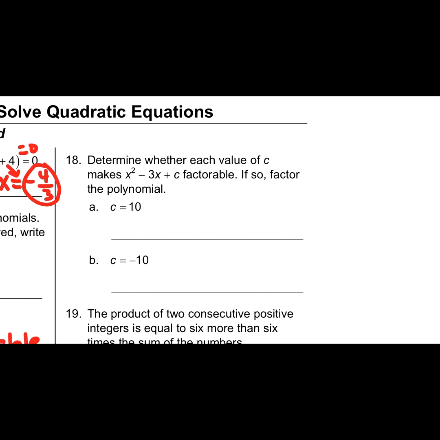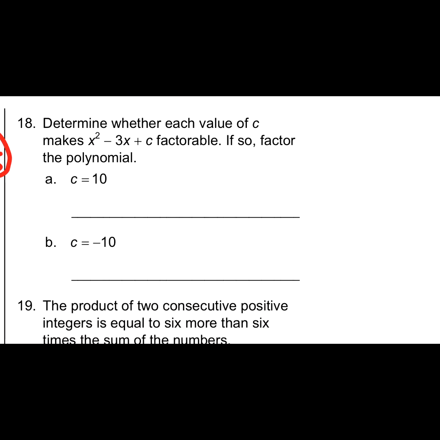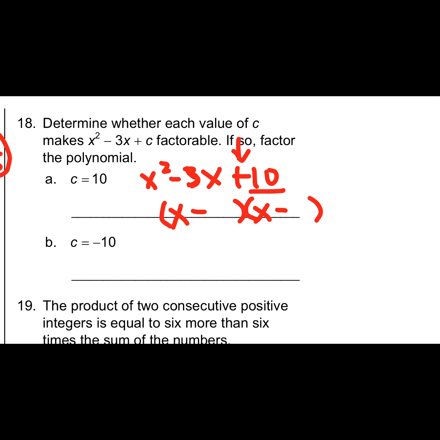Number 18, determine whether each value makes c factorable. If so, factor the polynomial. So the first one says basically replace the last term with 10. To factor that, we can try x and x. The signs are the same. They are both negative. Do we have two numbers that multiply to get 10 and add up to get negative 3? I don't think so. So therefore, the answer is that this is not factorable for this one, for A.